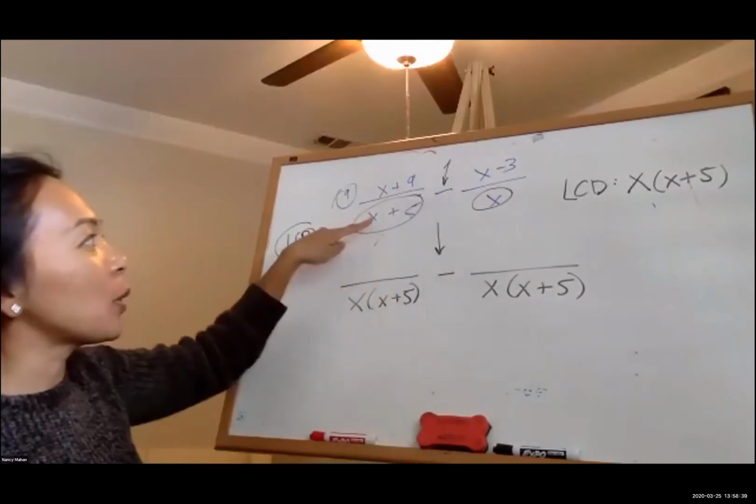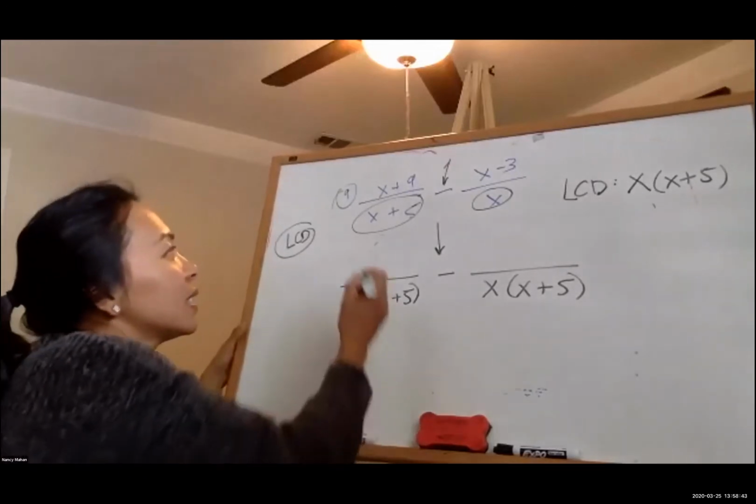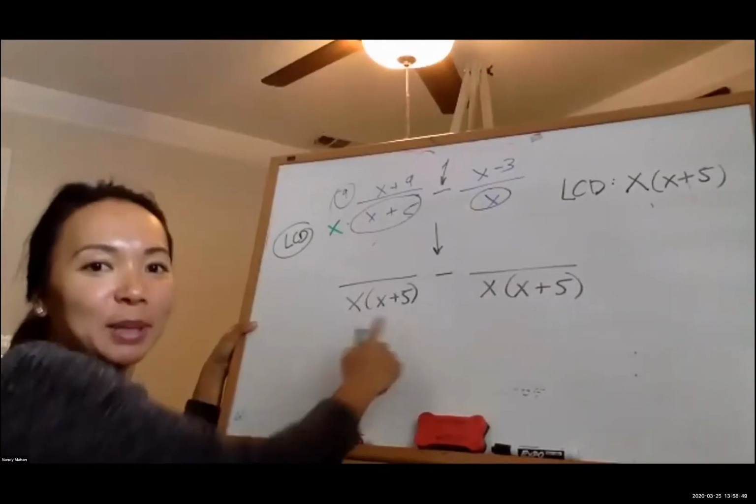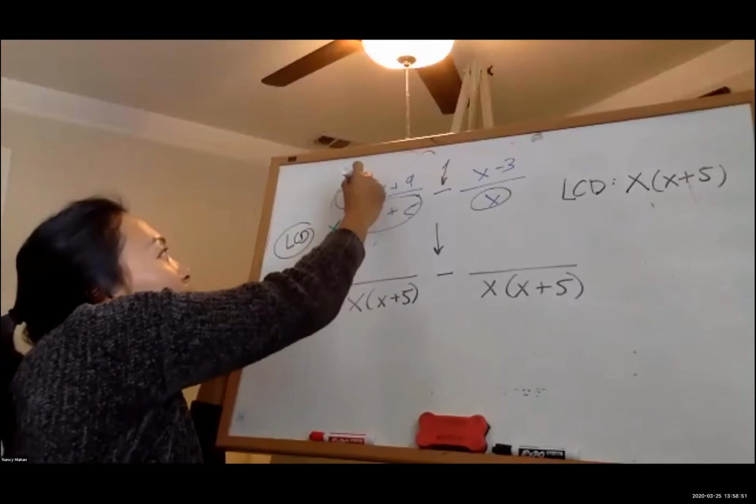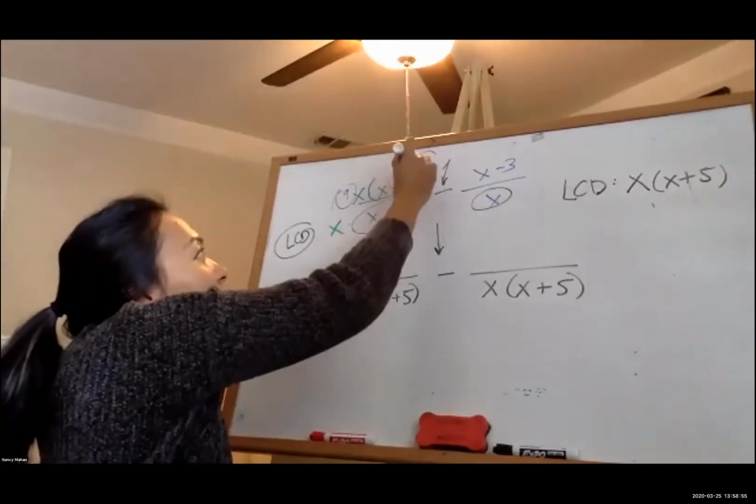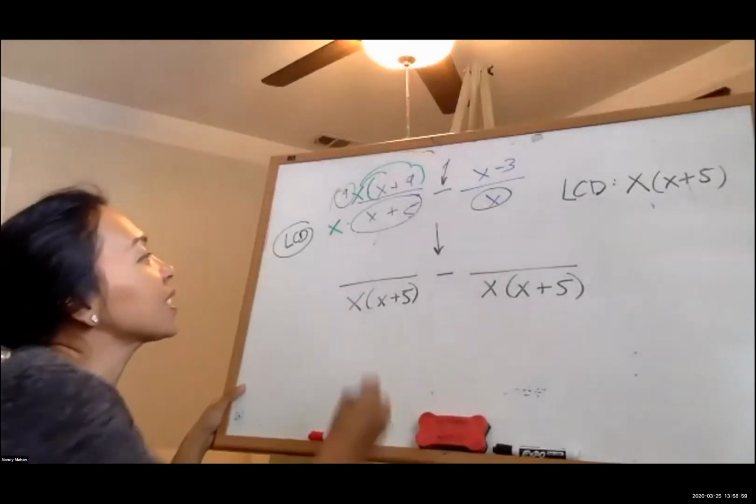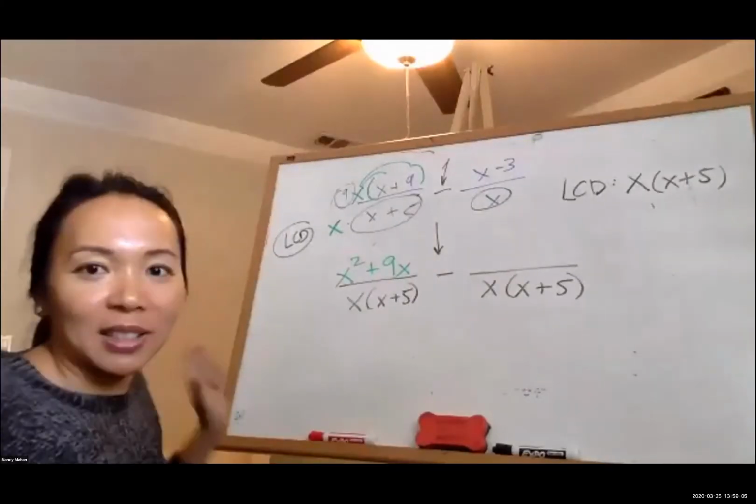So here, to go from X plus 5 to the new one, what did I have to multiply by? X, right? I needed to multiply by X in order to get X times X plus 5. Whatever you do to the bottom, you do to the top, right? And then whatever you do to the top, you have to distribute it through. So on top, I get X squared plus 9x. X squared plus 9x, right? Any questions?